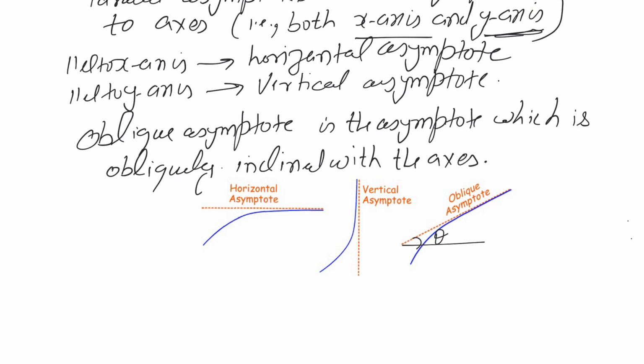So here we see the asymptote touches the given curve only at infinite distance. Similarly, in case of vertical asymptote, the asymptote will touch the curve at infinite distance, and also in case of oblique asymptote, the asymptote will touch the curve at infinite distance.